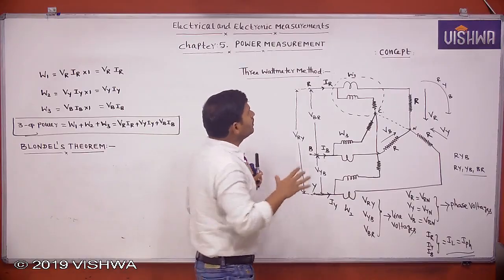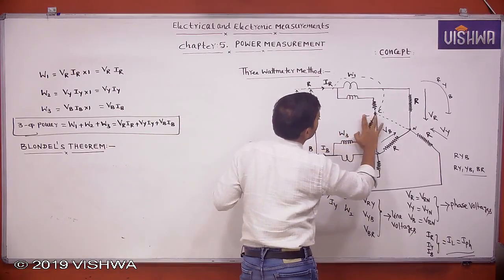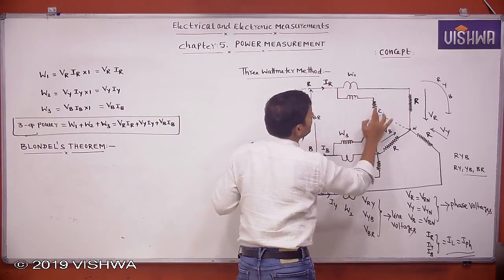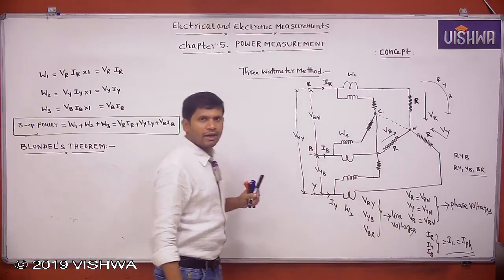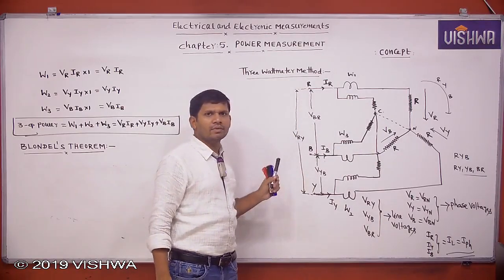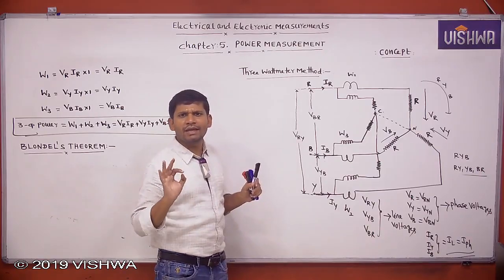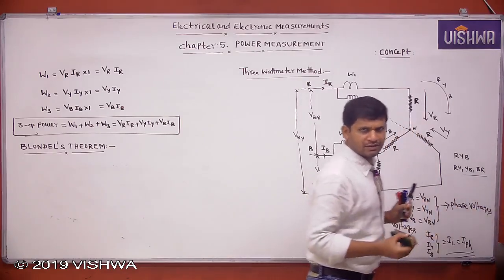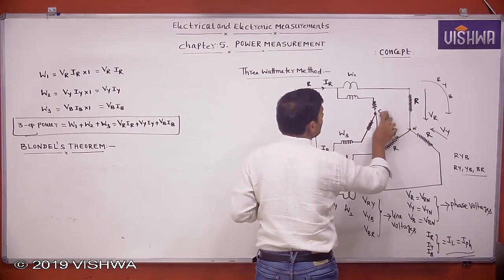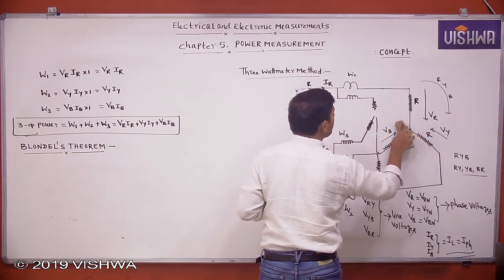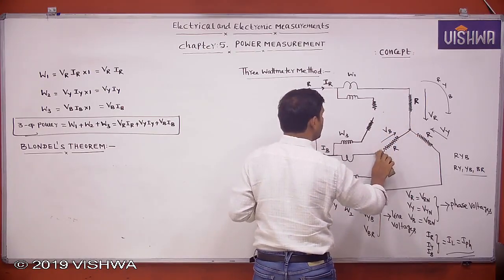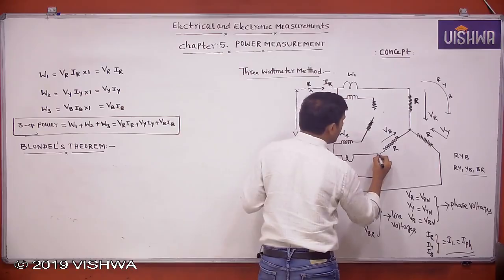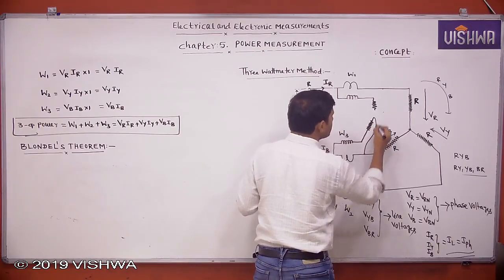In a given load, if the neutral point or common point is not available, take any one line as reference. Among the R line, Y line and B line, take any one line as reference. Let's assume that I am taking line B as reference. There is no neutral point or common point available, so take any one line as reference. Here I am taking line B as reference.